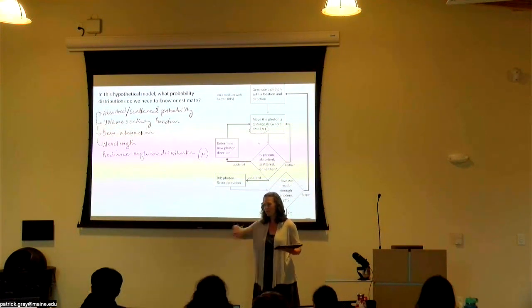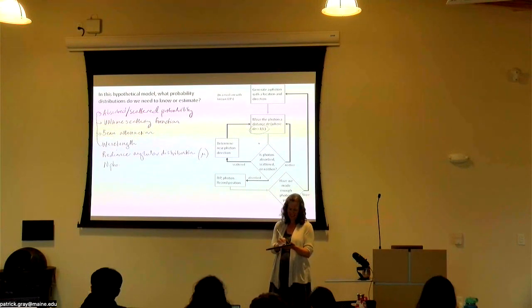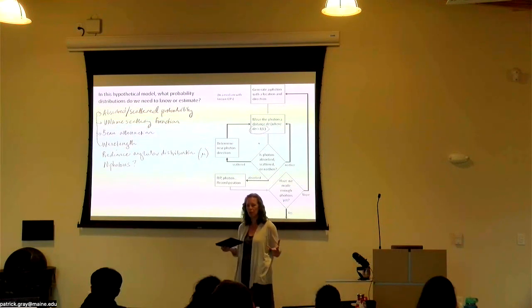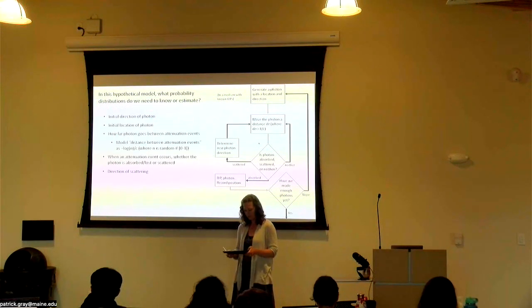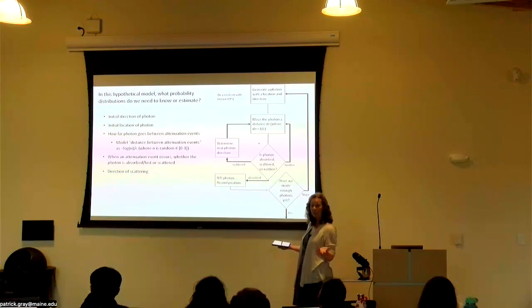If you were trying to model in 2 dimensions, you're just modeling in 1, it doesn't matter. Intensity. Okay, so what would that map to in here? Number of photons, maybe? Good. So we sort of thought through what these things are that we need to know, and each one of these has to be represented as a probability distribution. Okay, so initial direction of photon, location of photon, how far it goes between attenuation events.